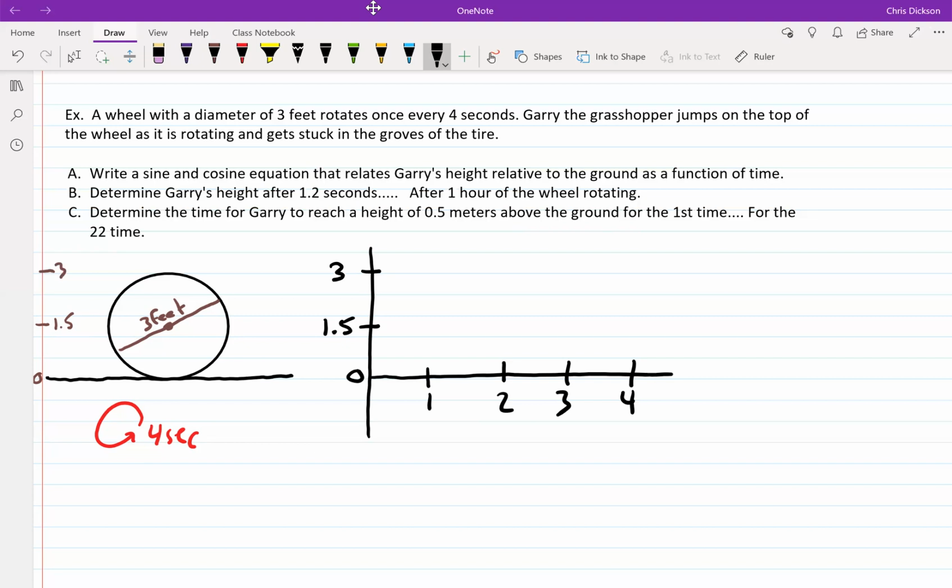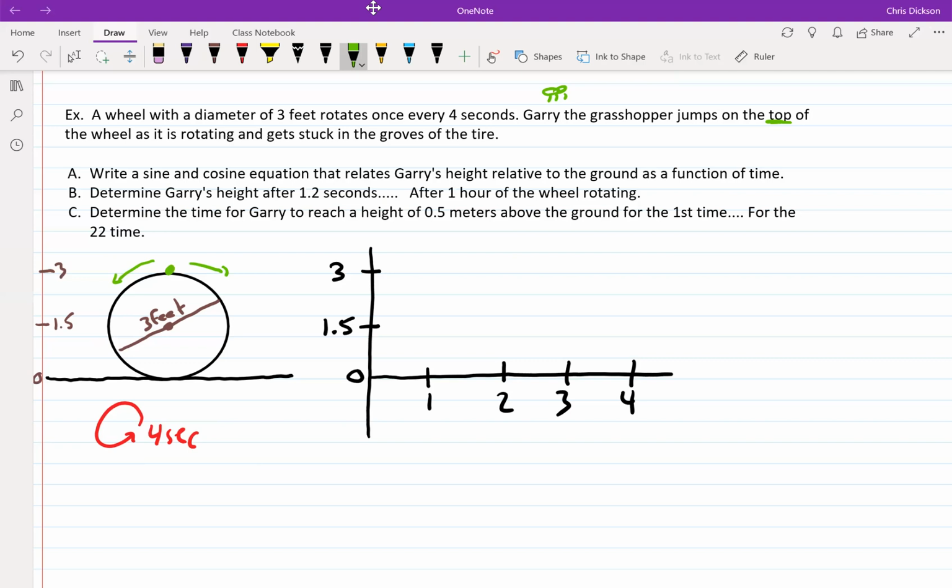Okay, so where does the grasshopper get on? So Gary the grasshopper, that's my grasshopper. So it gets on, let's see, jumps on the top of the wheel. So it gets on here, and then would start to rotate in a downward direction. And in this question, it really wouldn't matter which way the wheel rotated, because if it went to the left, it would go down. If it went to the right, it would go down.